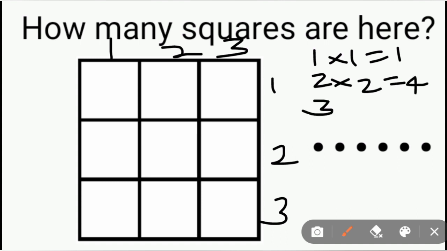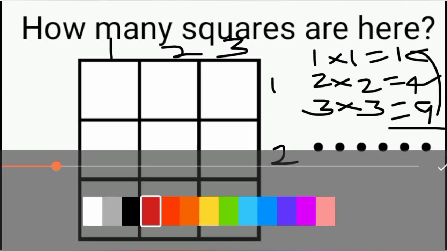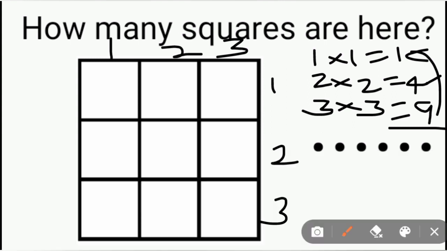Then 3 into 3 is equal to 9. Now we are going to add all together. So 9 plus 1 is equal to 10. 10 plus 4 is 14. So the answer is 14. You can identify here 14 squares.